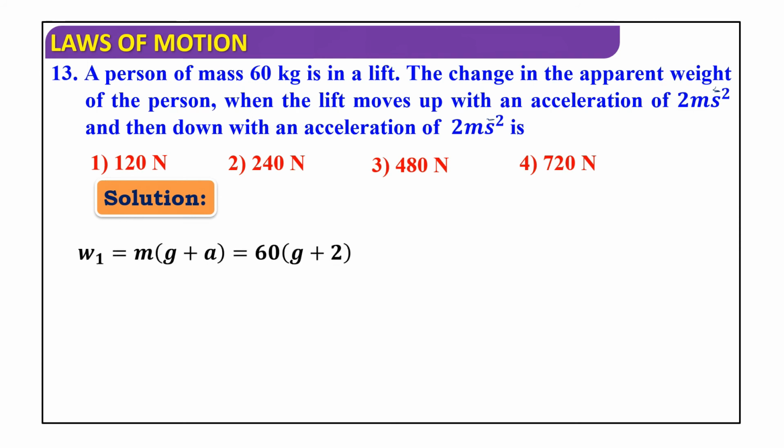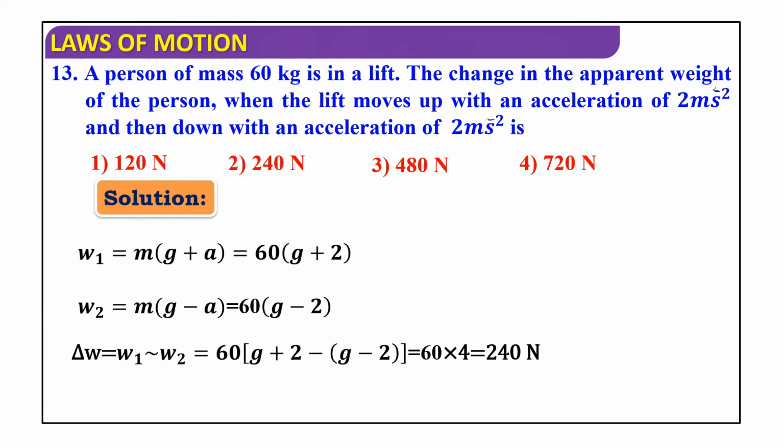W1 equals m(g + a). So m is given as the mass of the person, 60 kilogram, into (g + 2), where 2 is the acceleration. Now next, W2 equals m(g − a), so that is 60 into (g − 2). One is when the lift is moving up and the other is when the lift is moving down.